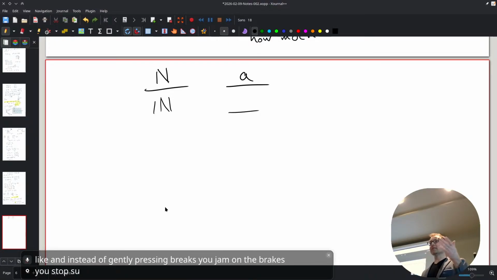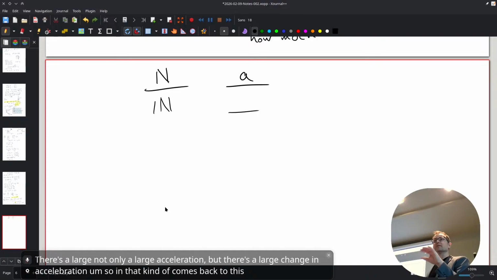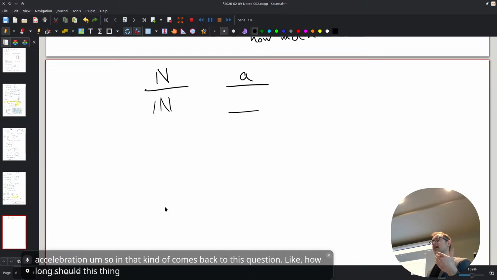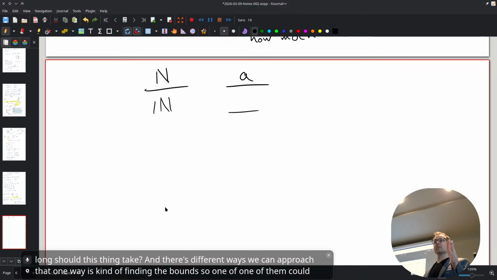You stop suddenly, right? Now there's a large acceleration. There's not only a large acceleration, but there's a large change in acceleration. And that comes back to this question of how long should this thing take? There are different ways we can approach that. One way is finding the bounds. So one of them could be, what's the lower bound?